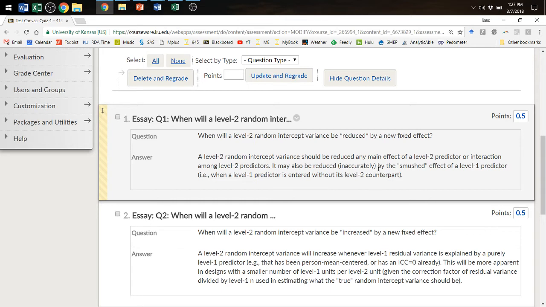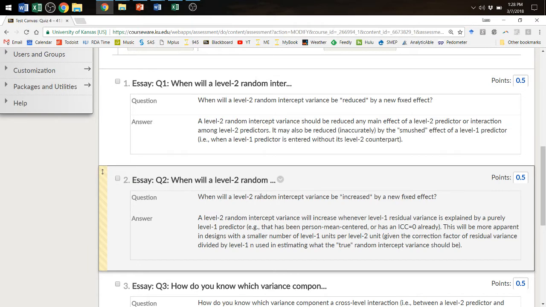Level 2 intercept variance will also be reduced, inaccurately, to the extent that you have a smushed effect in your model. The between level 2 part of the level 1 smushed effect will also reduce the level 2 random intercept variance. And we saw that in our example, somehow a student level predictor was able to account for school level variance. The only way that happens is if there's school level variance in the student level predictor as well.